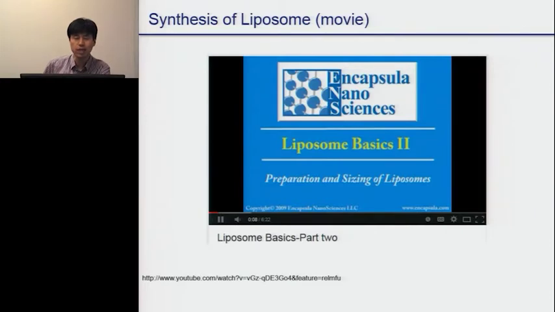So it needs multiple filtering processes to narrow the size distribution. But in the synthesis of gold nanoparticles, the size distribution is much more uniform without this kind of filtration. So that's one of the big differences between gold nanoparticles and this liposome-based nanoparticle.